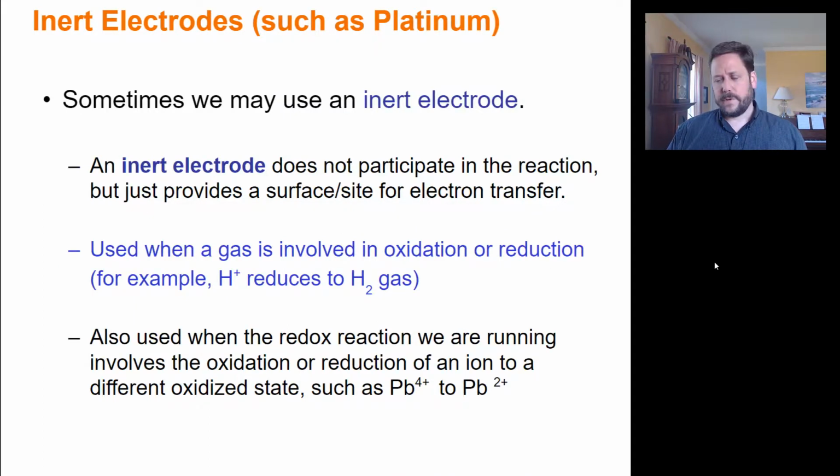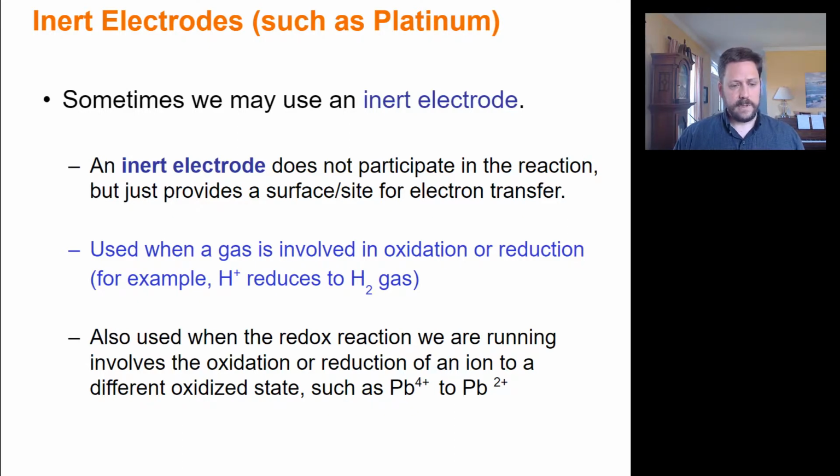Now there are a few other types of electrodes you may see. One that's important to be familiar with is what we'd call an inert electrode. That's one that does not participate in the reaction, but just provides a surface or a site for electron transfer. And most commonly this is going to be platinum, which is a very unreactive metal. It's used whenever a gas is a product of a reduction reaction.